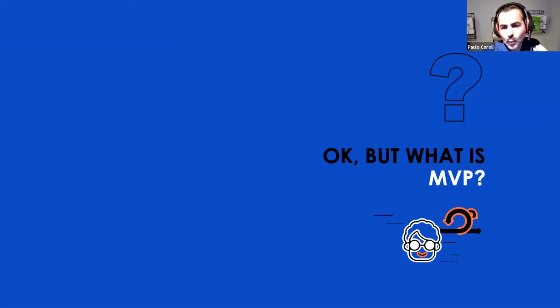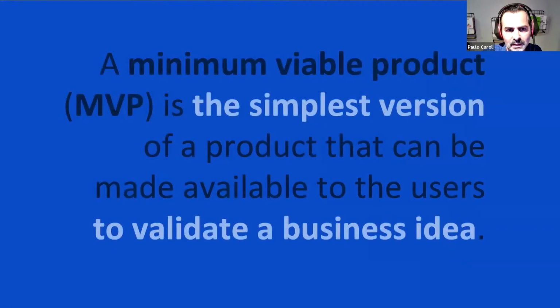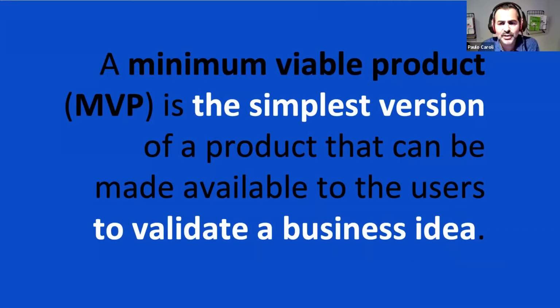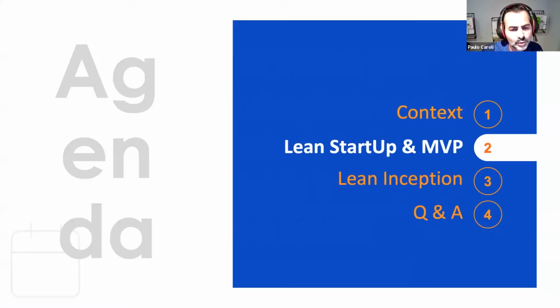Okay, so what is this concept, MVP, minimal viable product? MVP is the simplest version of a product that can be made available to users. You put it in the user's hand to validate a business idea. That's what MVP is. I will give you quite a few examples, and I'll use metaphors to talk about MVP.